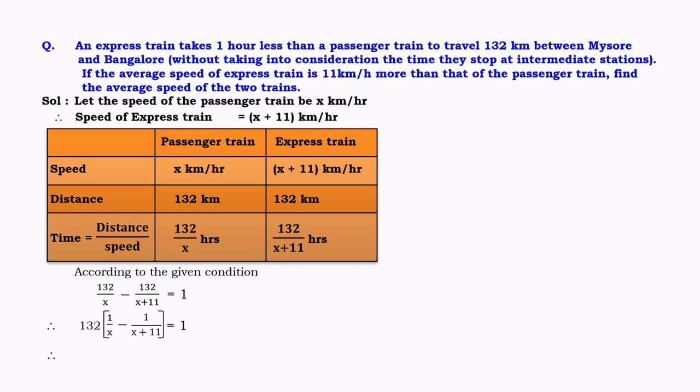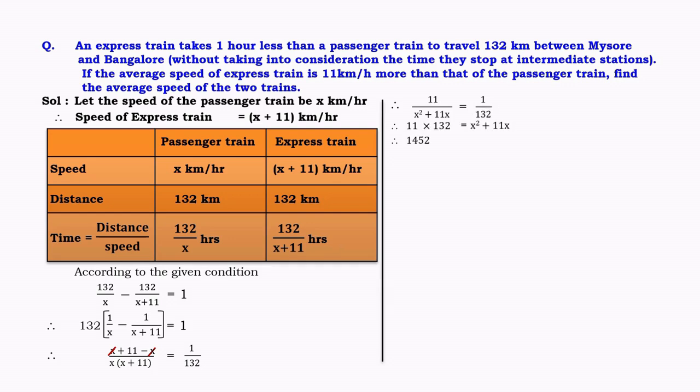Now, subtract the two fractions. The numerator becomes x plus 11 minus x, which simplifies to 11. The denominator becomes x multiplied by x plus 11. So, we get 132 multiplied by 11 divided by x multiplied by x plus 11 is equal to 1. Multiplying 132 by 11 gives 1452. Therefore, the equation becomes 1452 divided by x squared plus 11x is equal to 1.